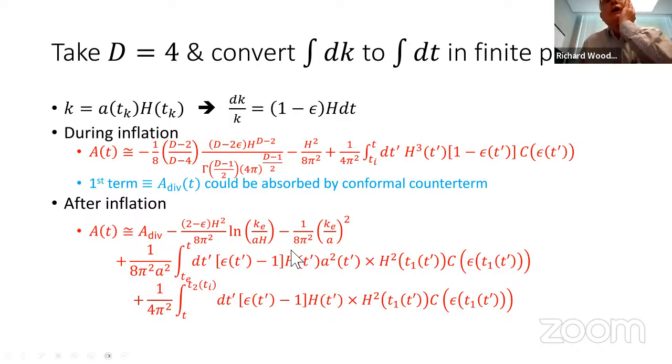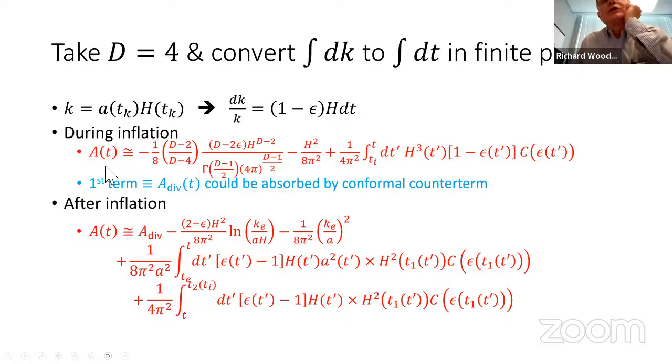And then in the rest, what you do is just set d equals 4, and you convert the integration over k to an integration over time just by taking the differential of that, and you even keep the 1 minus epsilon term that we usually throw away, because, of course, you're doing this even to the end of inflation when epsilon would not necessarily be small.